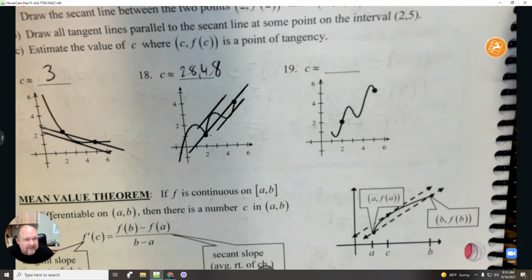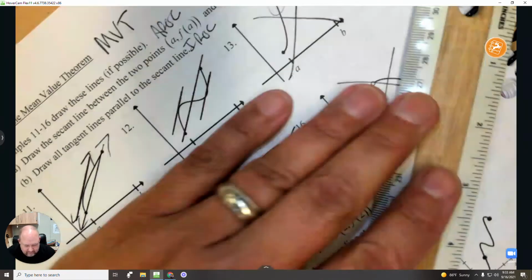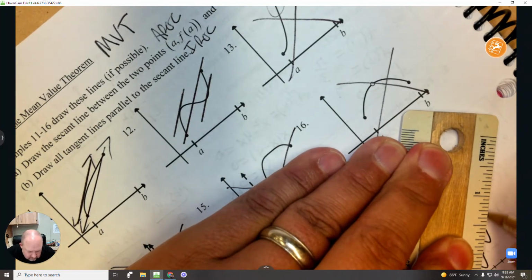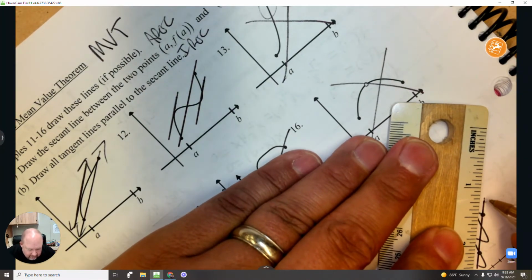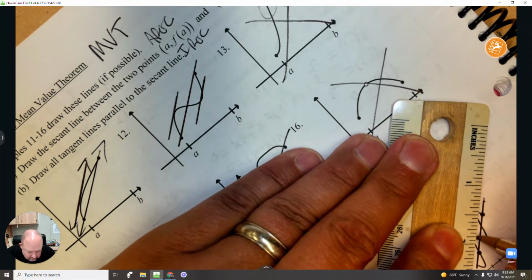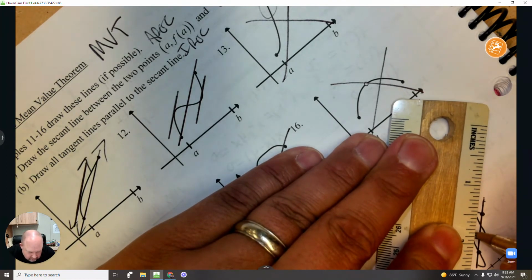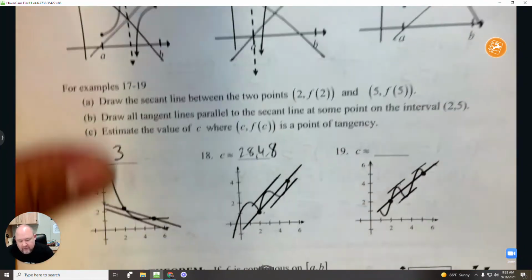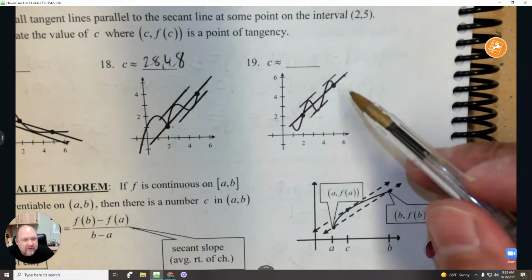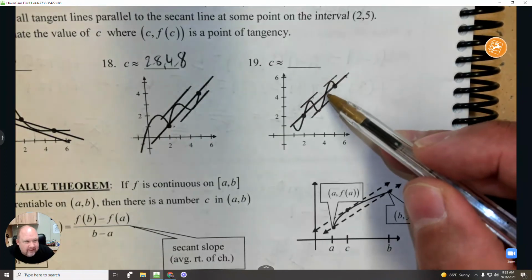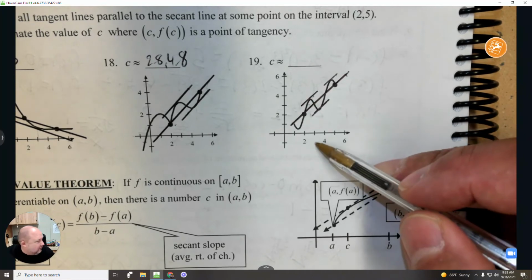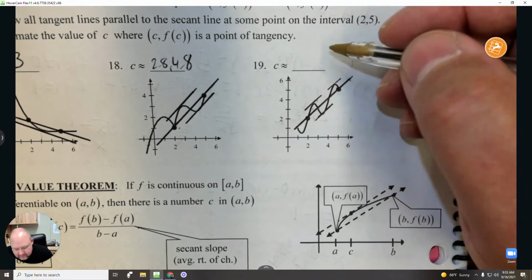Number 19, connect the 2. And then the lines that are parallel to it. So there's 3 spots where you could do a parallel line and it just touches at one point. And that occurs like at 2.5, 6.